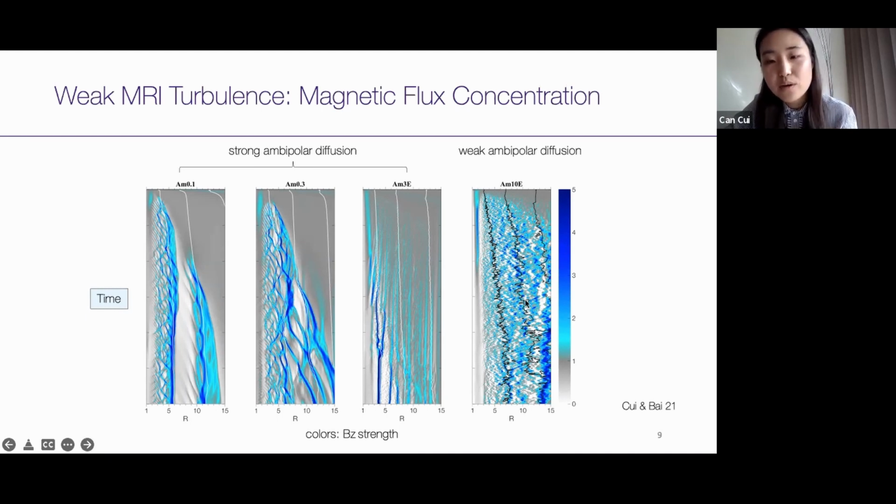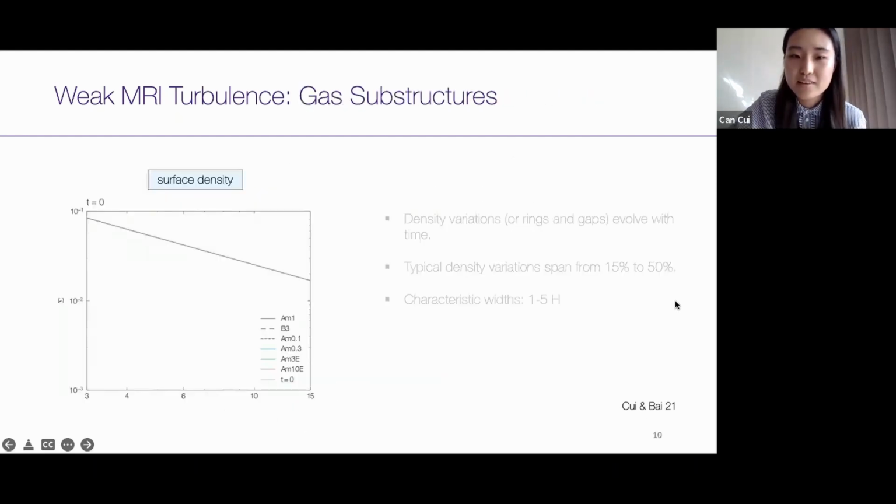If we look at the right one, it's a bit different because the ambipolar diffusion is weak. So we are more in the ideal MHD regime, and the magnetorotational instability turbulence will disrupt the flux concentration in this model. Okay, so that's for the B field strengths. That leads to the surface density variations.